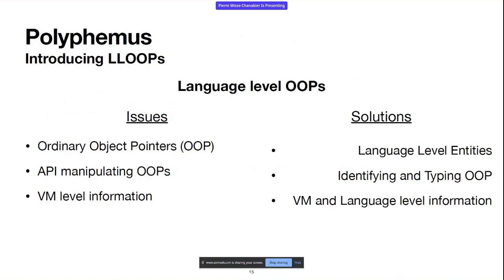And introducing our solution, so language-level ordinary object pointers, in a solution that we called Polyphemus. So as I said, instead of using OOPs, we are using language-level entities, so in the case of Pharo, objects. Then we are identifying and typing OOPs rather than keeping them as void star. And we are merging VM-level and language-level information to be more precise about the kind of things that we have.